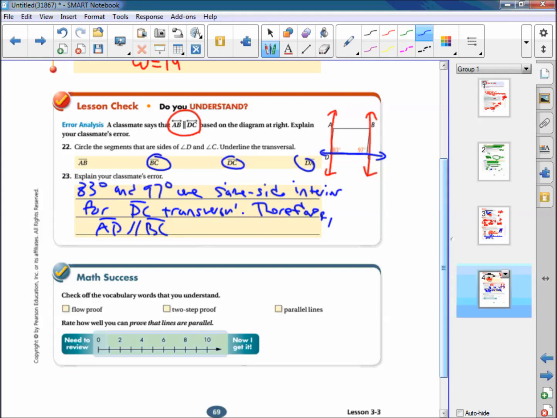All right, so check off the vocabulary words that you understand. Hopefully a flow proof, just the same as a two-column proof or paragraph proof. What we write goes sideways, showing which two make something else, or 3 or 4, whatever it is. Two-step proof, we've been doing those for a while, okay? And parallel lines, you've been looking at those for a while, so that shouldn't be a problem. And then how well can you prove the lines are parallel? So you should be getting over here by now.